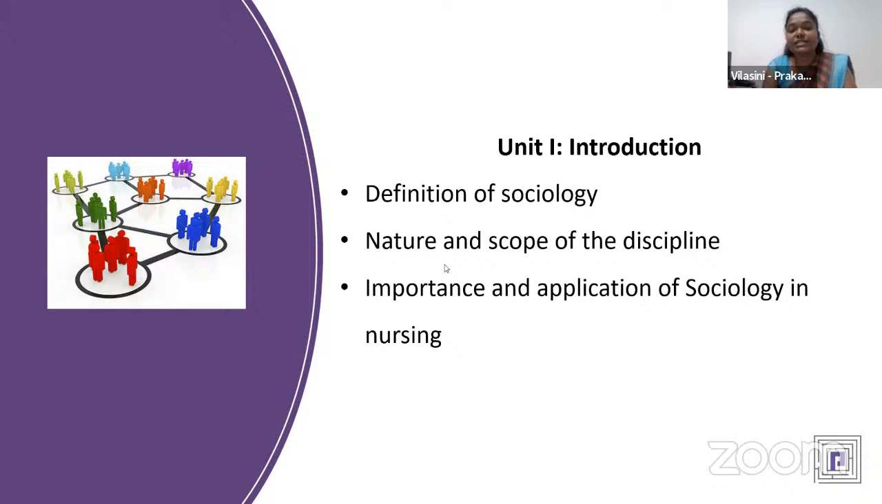Then coming to the nature and scope of sociology. Coming to the nature of sociology, sociology is a science of society, so it is scientific in nature. The first thing we can write in nature is that it is scientific in nature. The next is that it is value free. Value free in the sense that sociology never talks about judgment. Then next, it has a systemic body of knowledge. Sociology has a systemic body of knowledge.